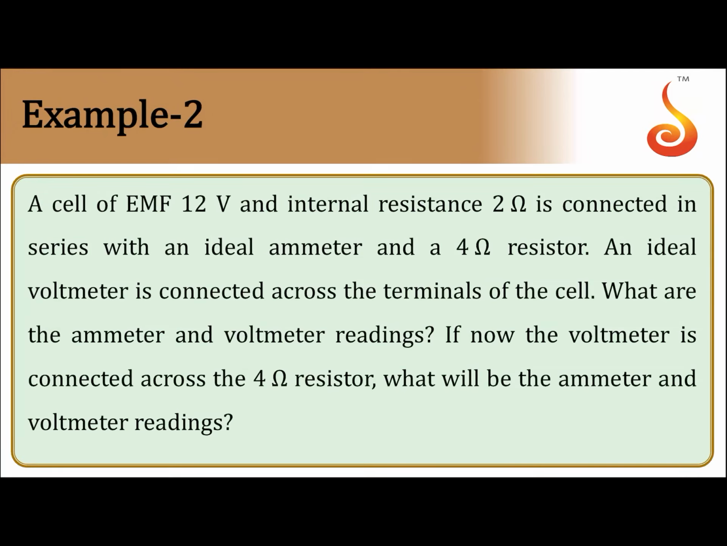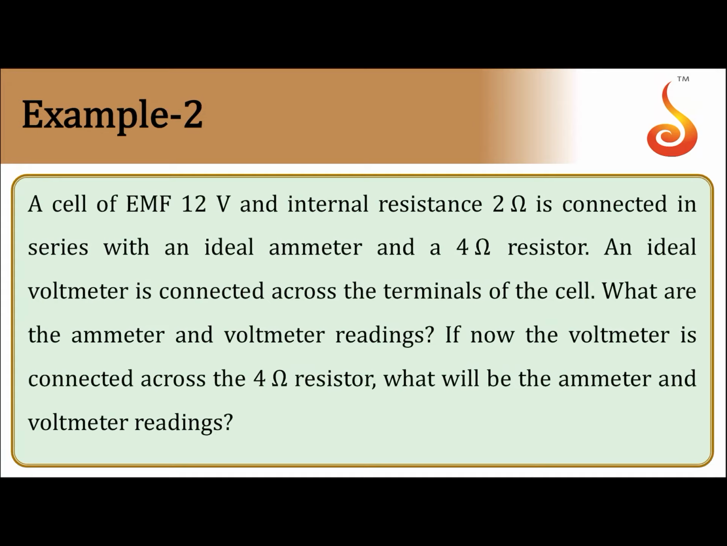Example number 2. A cell of EMF 12 volt and internal resistance 2 ohm is connected in series with an ideal ammeter and a 4 ohm resistor. An ideal voltmeter is connected across the terminals of the cell. What are the ammeter and voltmeter readings? If now the voltmeter is connected across the 4 ohm resistor, what will be the ammeter and voltmeter readings?